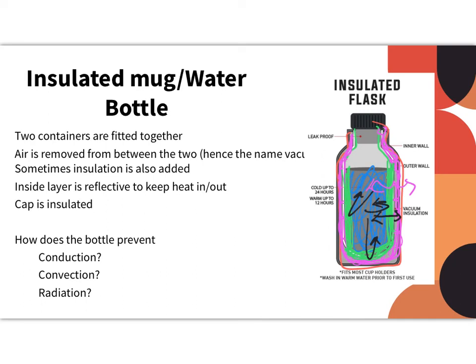So, how does the bottle prevent conduction? Remember, conduction is when two things are touching. Well, we have an inner and an outer layer that are not touching. Inner and outer layer don't touch.